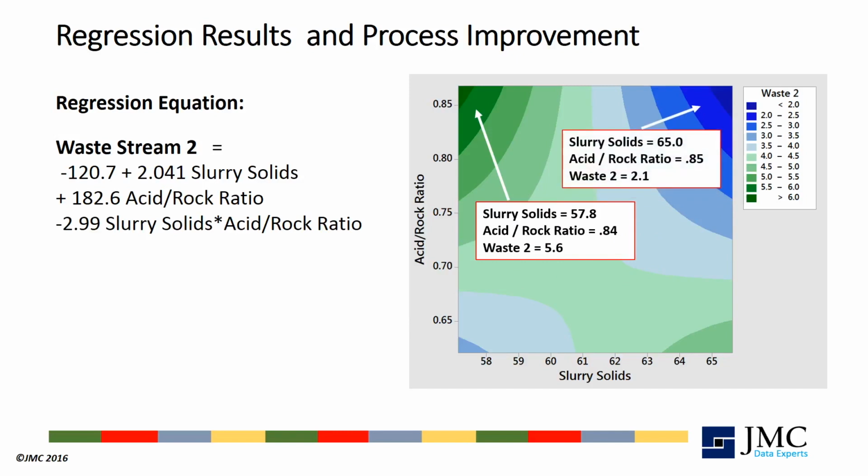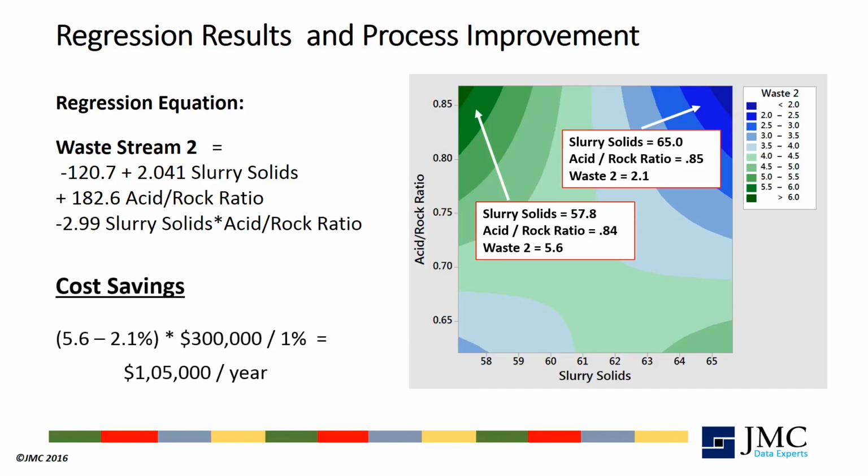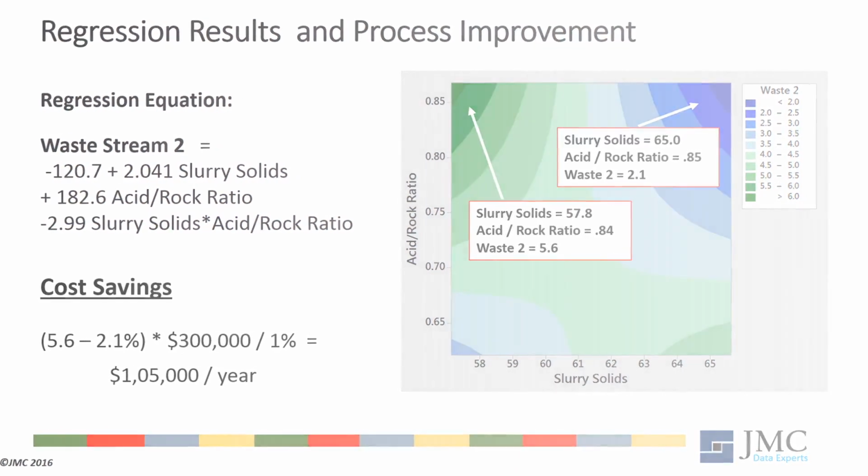The difference of 3.5% was a great result for the engineers as they moved their process to the high-yield process settings. With each percent reduction worth about $300,000, the final cost savings was roughly $1 million per year.